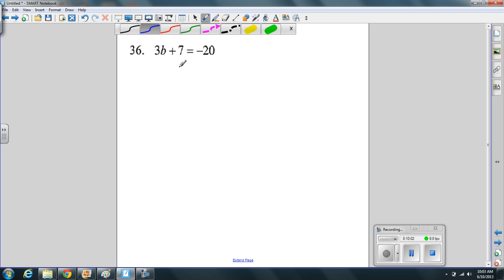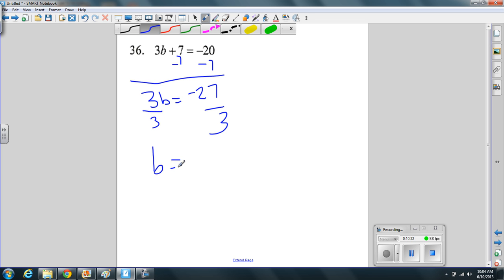36 is another two-step equation. So we'll start by working backwards. We'll combine the two integers. 3b equals, this is negative, this is negative. Add, keep the same, negative 27. Divide both sides by 3. B is equal to 9 or negative 9. Hopefully you're saying negative because signs are different.